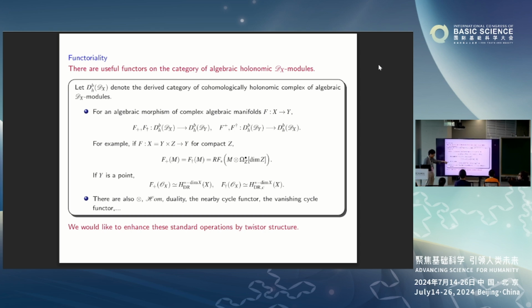And if Y is a point, Y consists of just one point, then the push forward of the structure sheaf is the de Rham cohomology or de Rham cohomology with compact support, up to shift of the degree. And there are also other useful functors like tensor product and inner homomorphism and duality and the nearby cycle functor and the vanishing cycle functors. And we would like to enhance these standard functors by twistor structures.